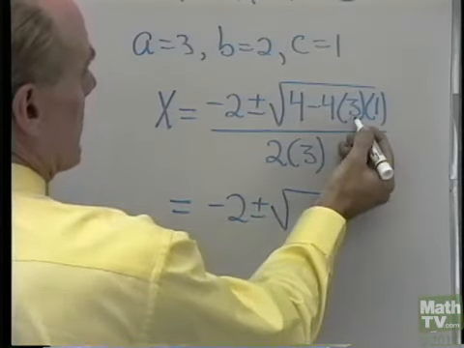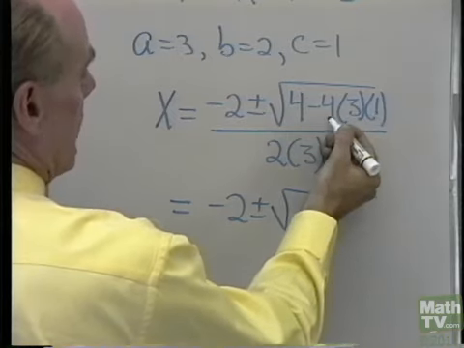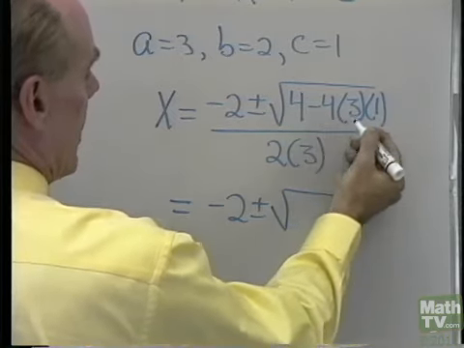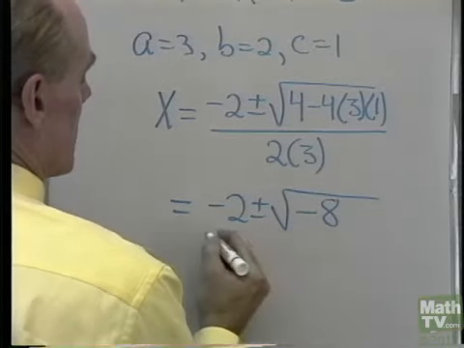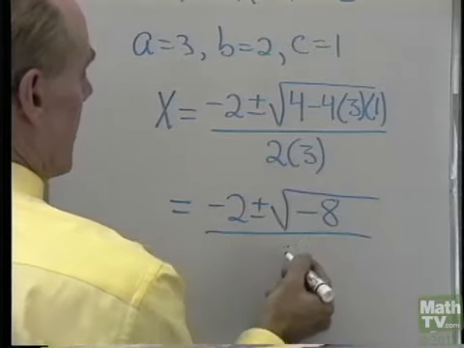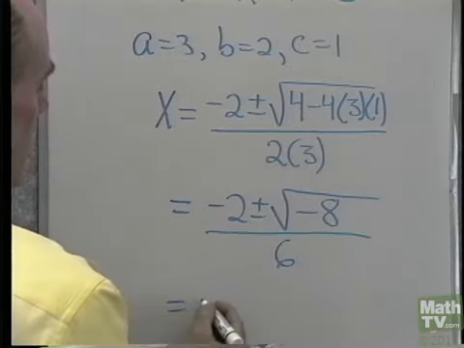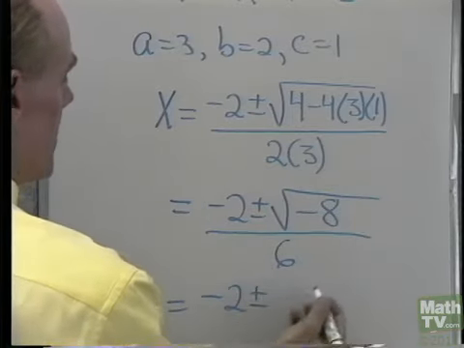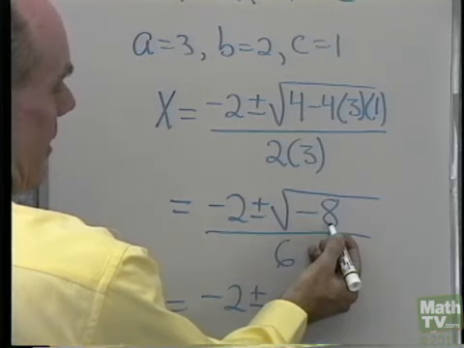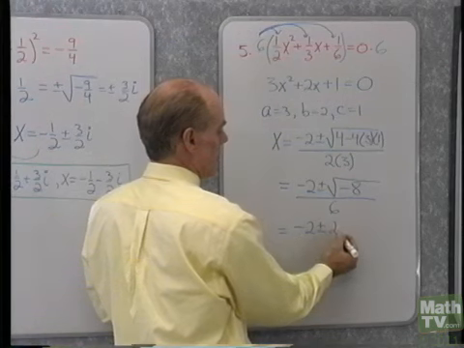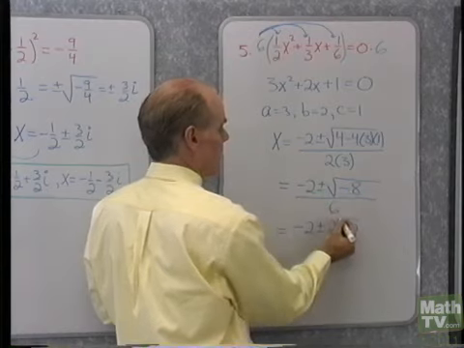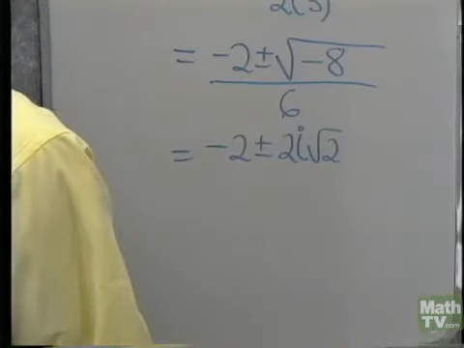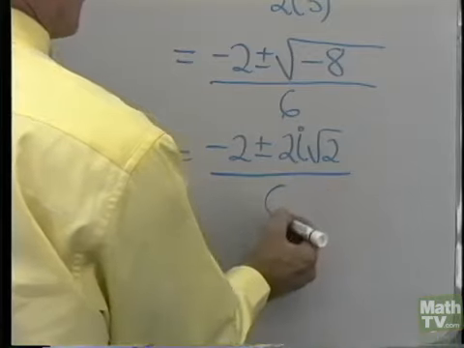Let's see, 4 times 3 is 12, times 1 is still 12, so I have 4 subtract 12, that's going to be negative 8, and that will give me some complex solutions. That's all divided by 2 times 3, which is 6. So negative 2 plus or minus, okay, square root of negative 8 is going to be 2 square root 2. I'll take care of the negative 1 underneath the radical by taking an i outside. So 2i square root 2 all over 6.